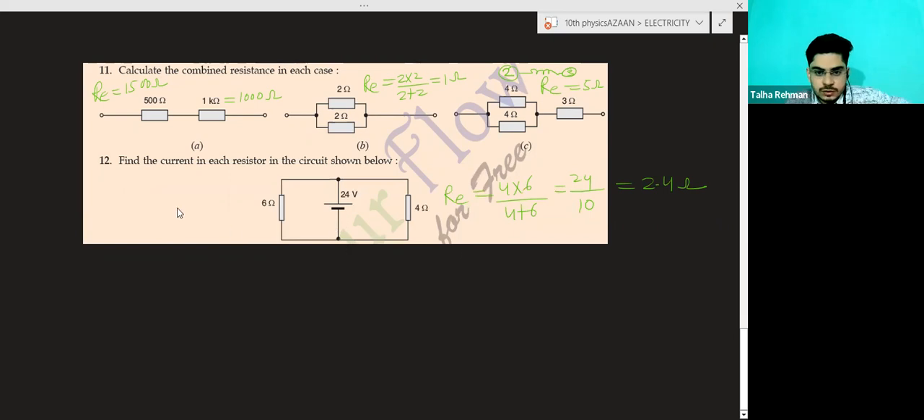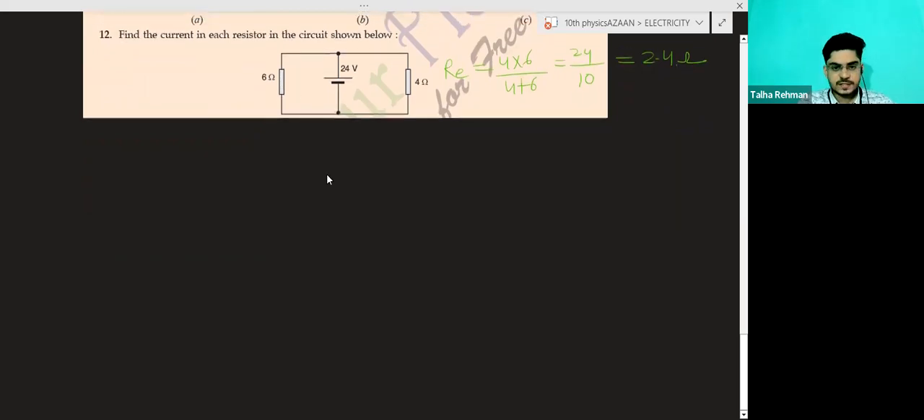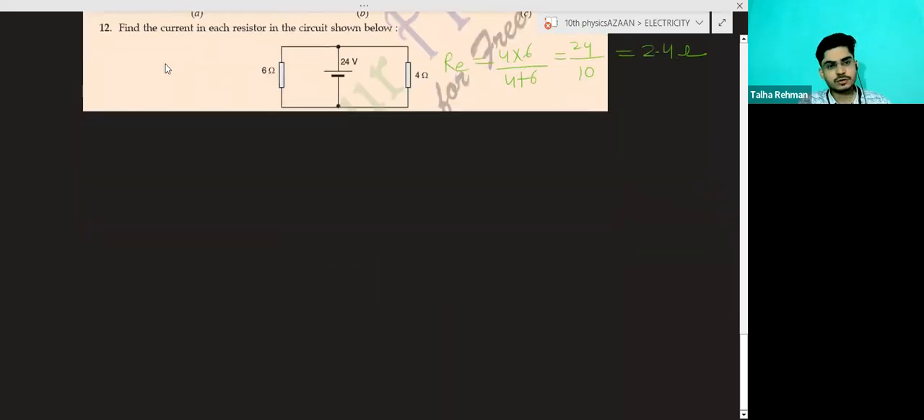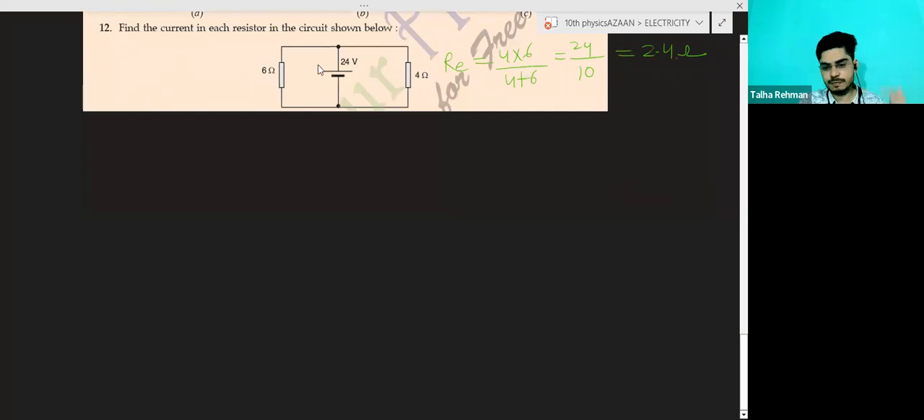Okay, so you can write down question number 12 only, because this is a good question as compared to these questions. So write down only question number 12. You can find the equivalent resistance: first the multiplication of two resistances, then divide by the sum of the two resistances.